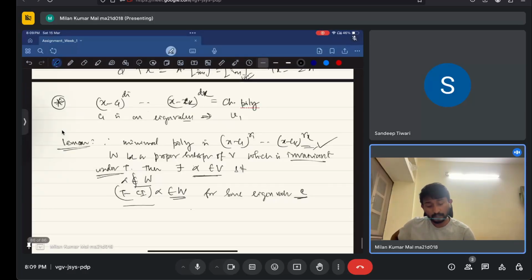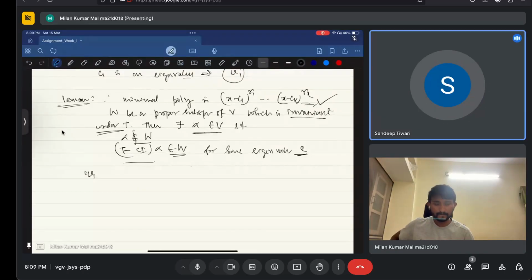Suppose the characteristic polynomial is this way, then the minimal polynomial must be something like this. This is the minimal polynomial. Now c1 is an eigenvalue and I know that V1 is an eigenvector, right?